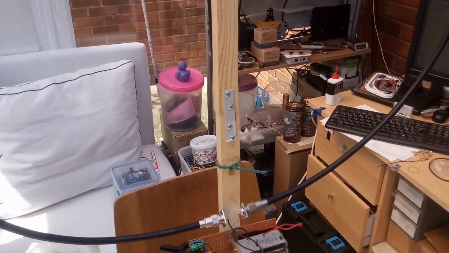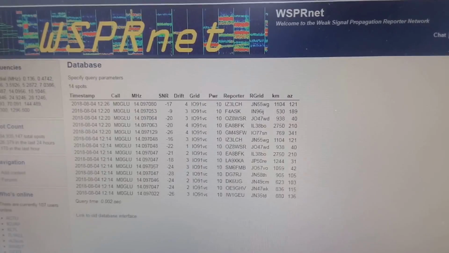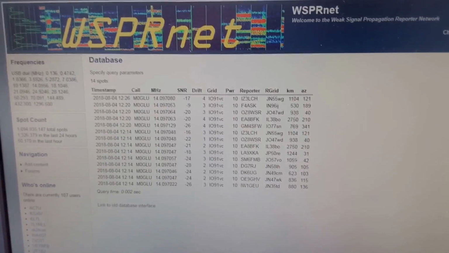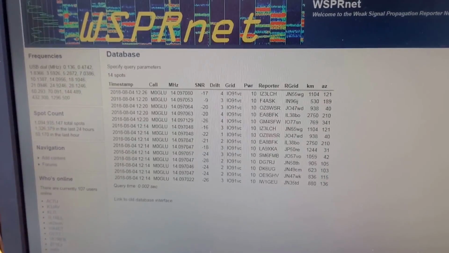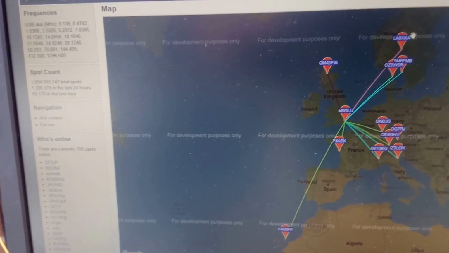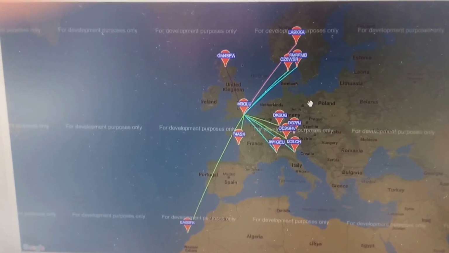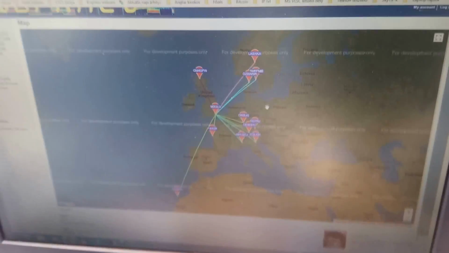I tested the antenna with the WSPR network, and this is the results. My signal was heard by this station, and I heard also some European WSPR stations, and I'm very happy. This construction is excellent work.